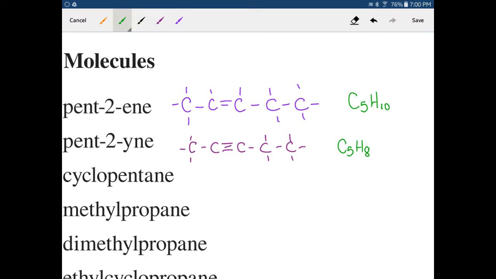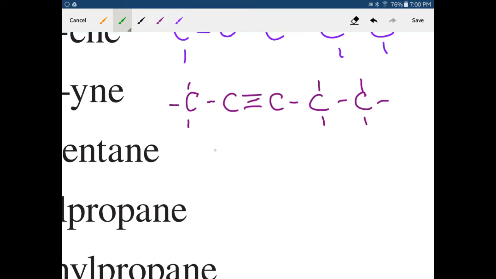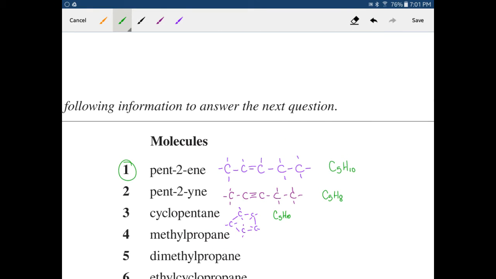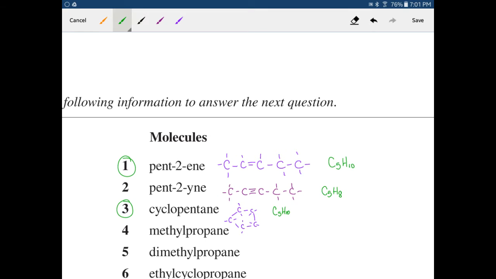Cyclopentane. Let's take a look at cyclopentane. Again, we have 1, 2, 3, 4, 5. This is kind of a crazy diagram here. So I have 5 carbons, and then each carbon is going to have a hydrogen, meaning that this is also going to be C5H10. So 3 is also a possible choice here.